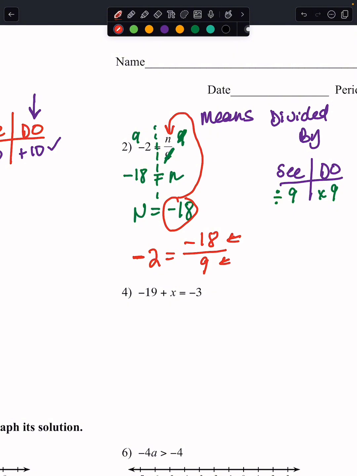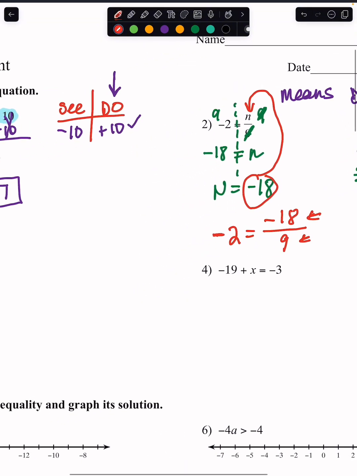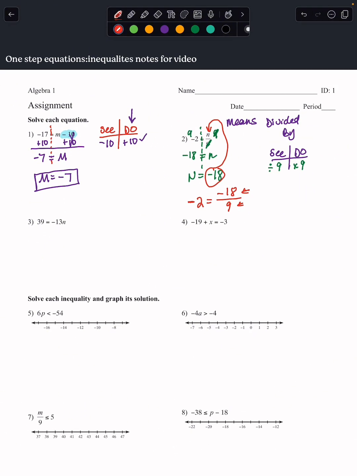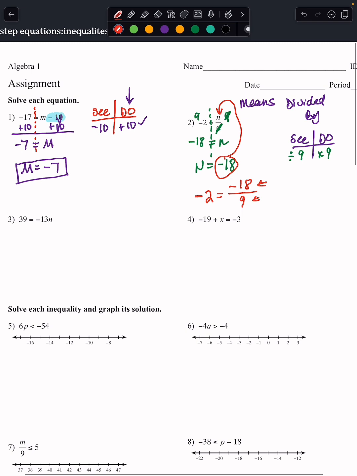Okay. And if you notice on both of these, I wrote the variable on the left. That makes it easier. That's the more standard way to write it. If you get into the habit of writing with the variable on the left, it's going to definitely make your life a little bit easier. Actually, a lot easier.